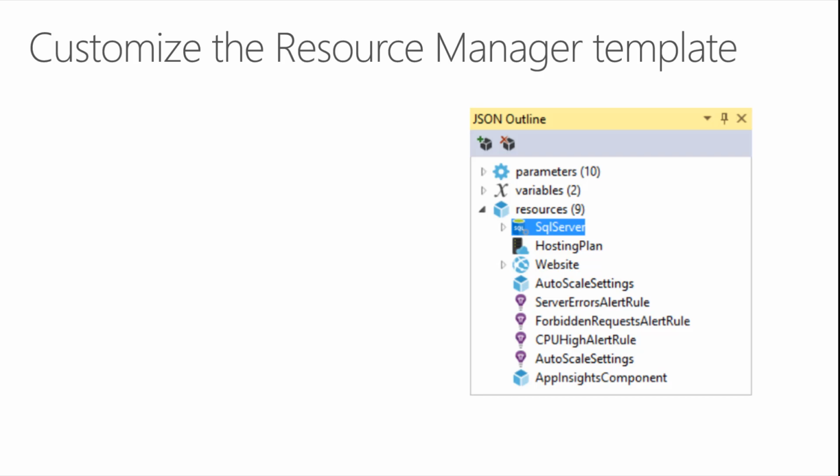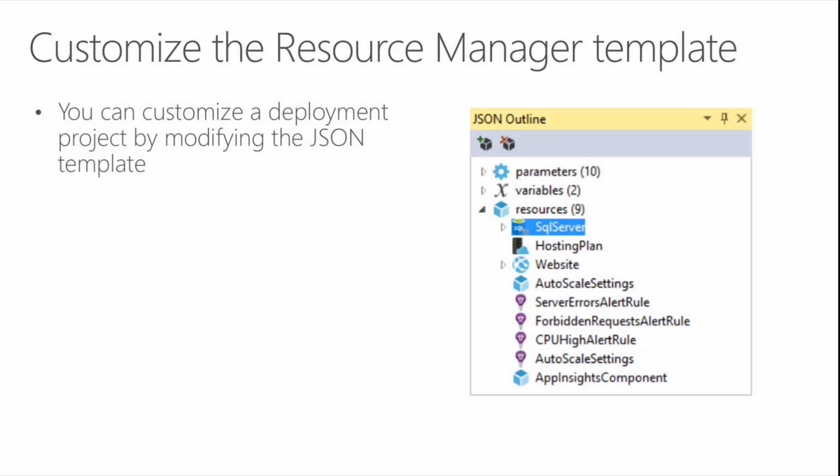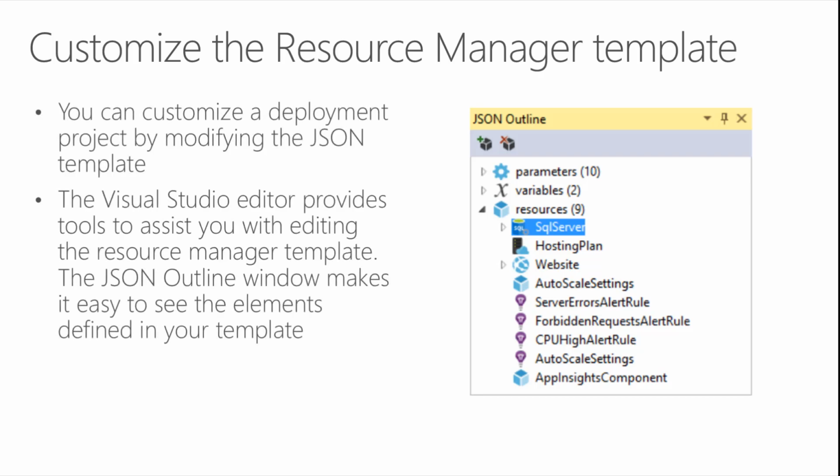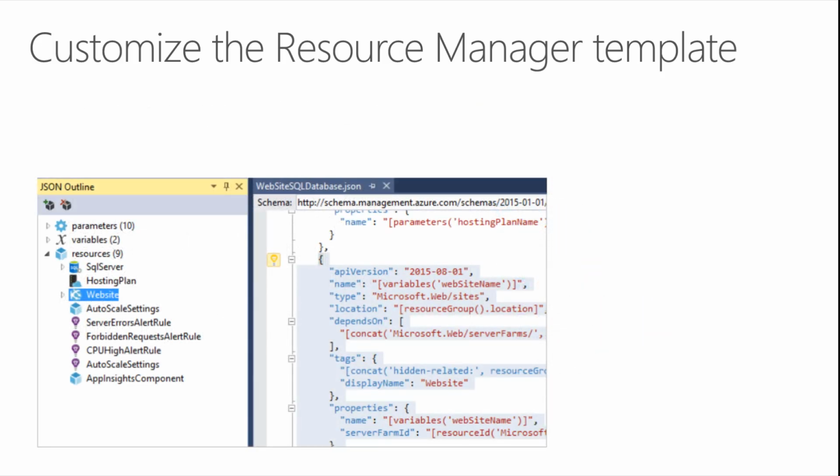Now, if we wanted to customize this, so we have this all built, we could look at the JSON outline inside of Visual Studio, and in this case, we're looking at the SQL Server, and we're given tools to edit and configure that to make it much easier. Again, so I don't have to sit there and type out all this code so much. We have a little GUI interface in there.